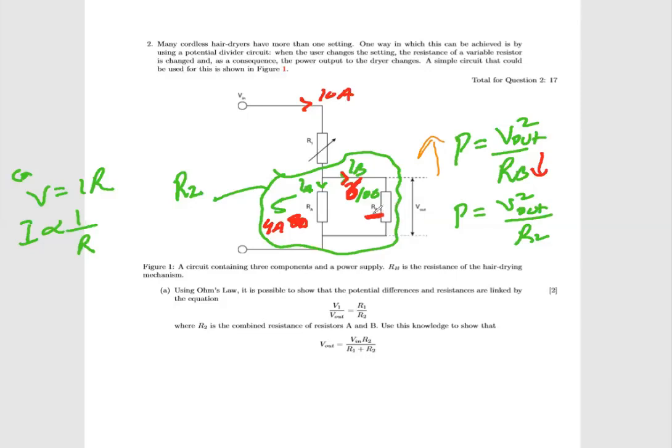If you decrease RB, then R2, which is the equivalent resistor of these two resistors, will get decreased, and that will be lower than RB. So your R2 gets decreased, then the power dissipated will decrease because the current is the same. 10 ampere current is flowing in R2. So the current is the same, and P is equal to IV.